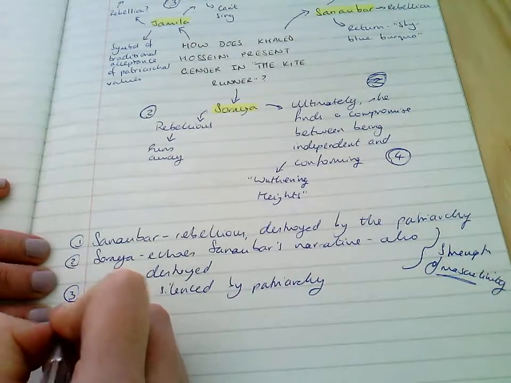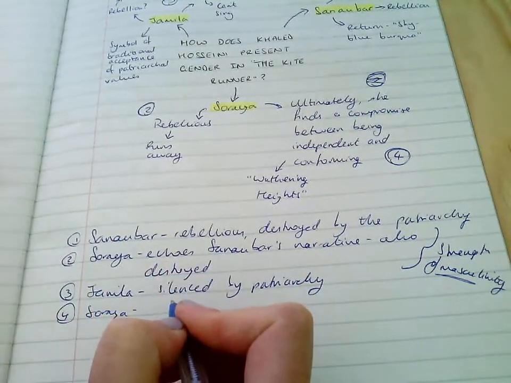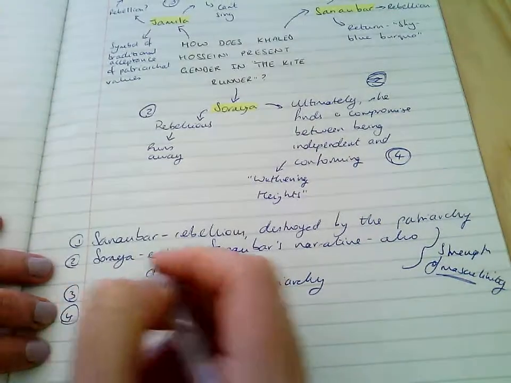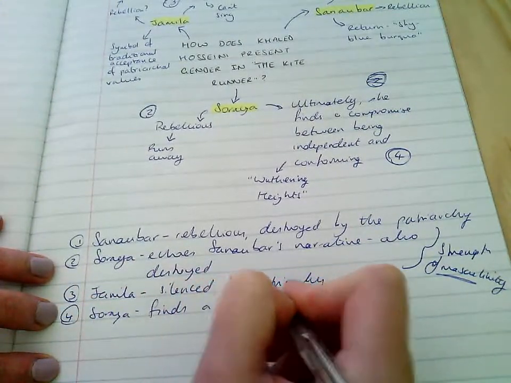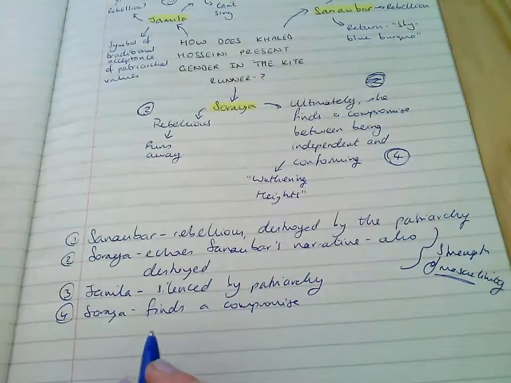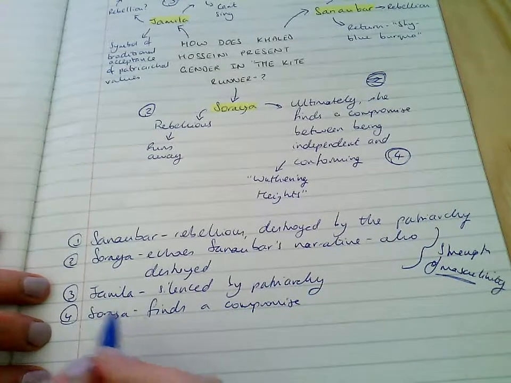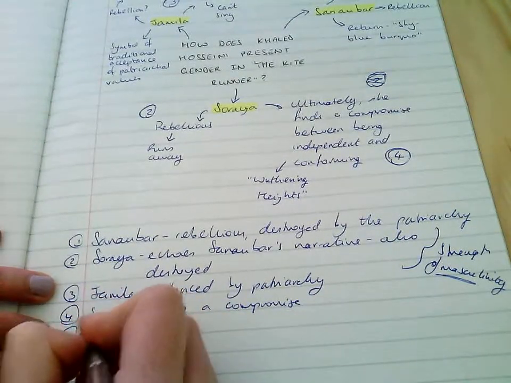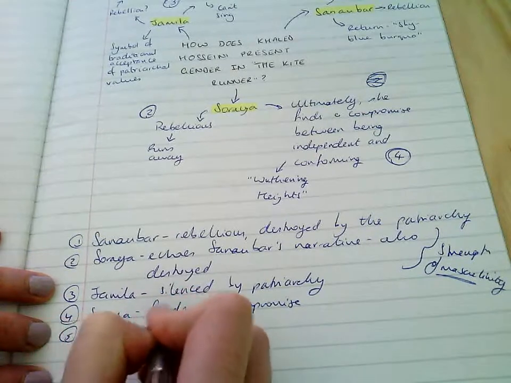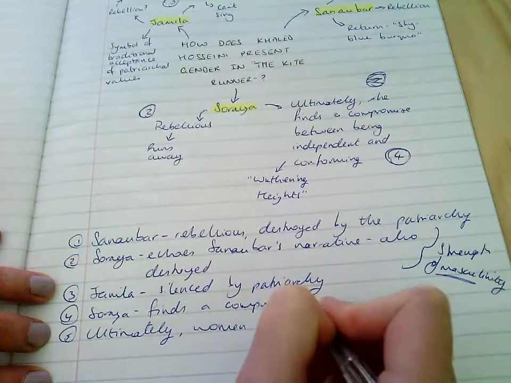Then 4, I'm going to go back to Soraya, and I'm going to look a little bit at the other side of the argument now. So Soraya, I'm going to say, finds a compromise. And of course that is echoed in Jamila and Sanibar and what happens to them at the end of the novel as well. So Soraya finds a compromise, but then I'm going to say ultimately women have a long way to go.